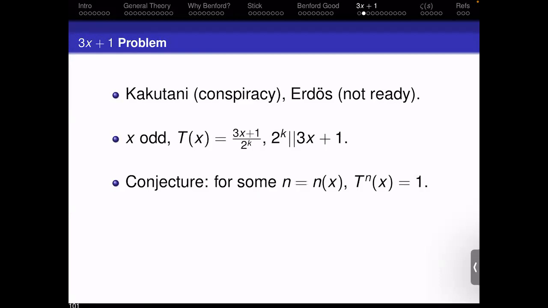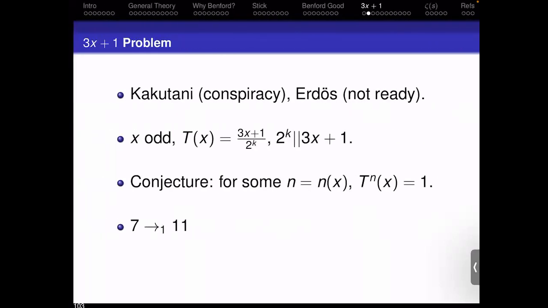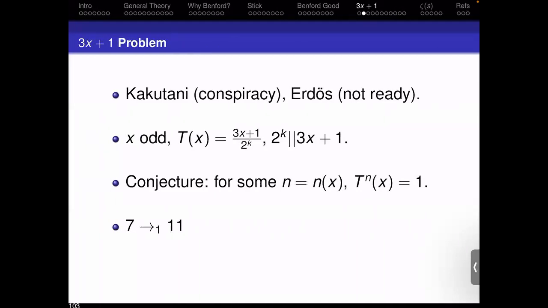So for example, if we start at the number 7, 7 would iterate to 11. And I'm going to put a 1 down there because we removed 1 power of 2. It went to 22. 22 divided by 2 is 11. 11 is going to go to 17. Again, we remove 1 power of 2. And then just doing a few more, 13, 5, and then 1, removing 2, 3, and 4.